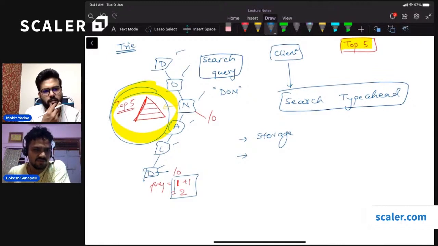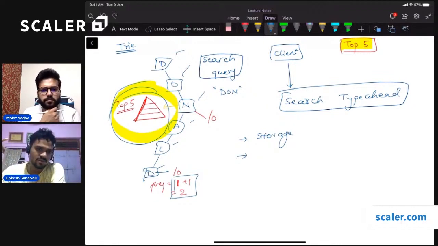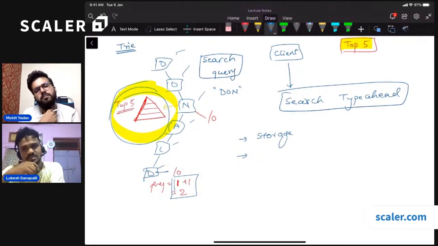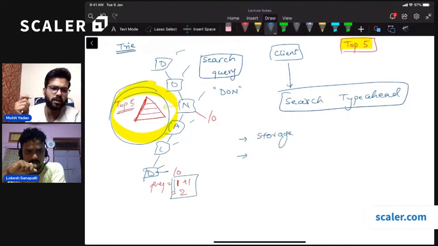Exactly, I'm coming there. When we are updating one terminal node, we need to traverse back so many levels to find each node till the root, and we need to update the top five. So these updations are one problem. You said we need to update terminal nodes. I think we need to update every node that's there in the path till the top node.